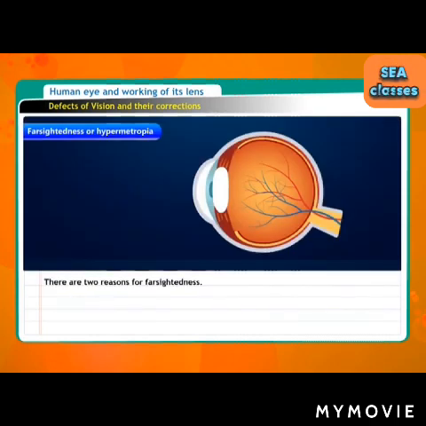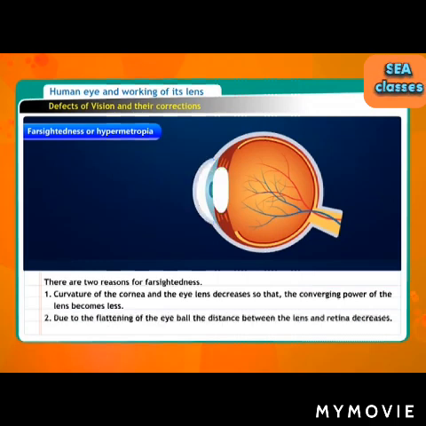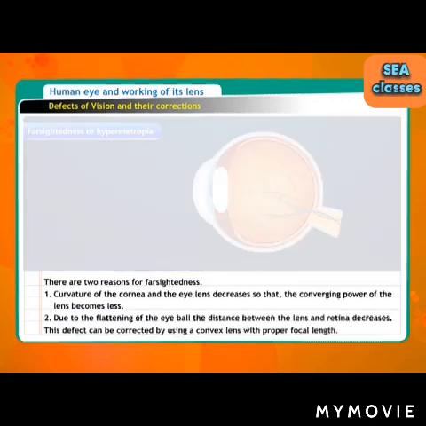There are two reasons for farsightedness. One, curvature of the cornea and the eye lens decreases so that the converging power of the lens becomes less. Second, due to the flattening of the eyeball, the distance between the lens and retina decreases.